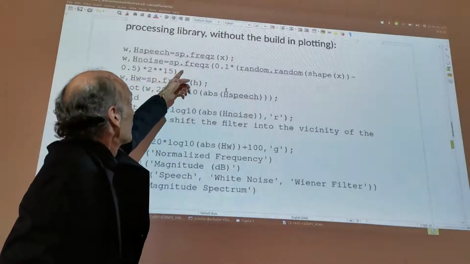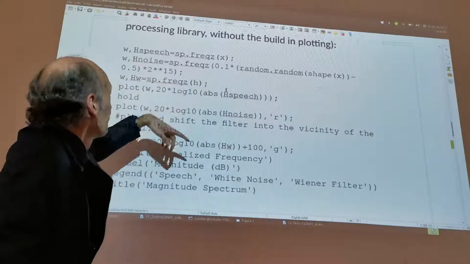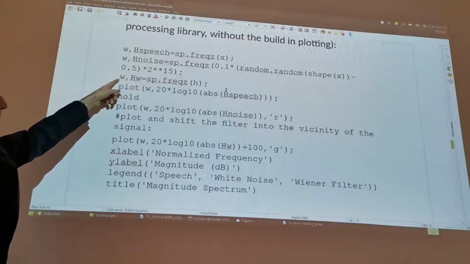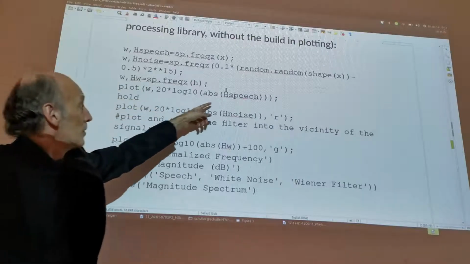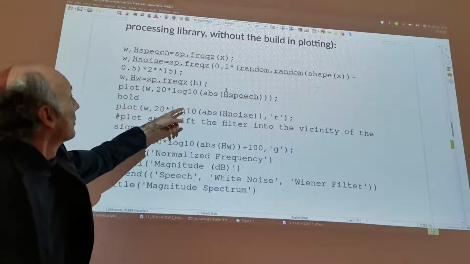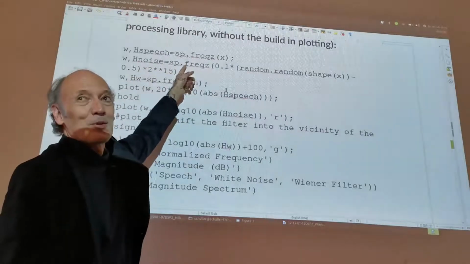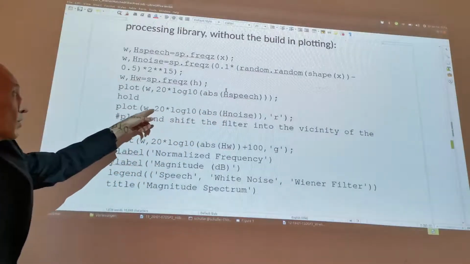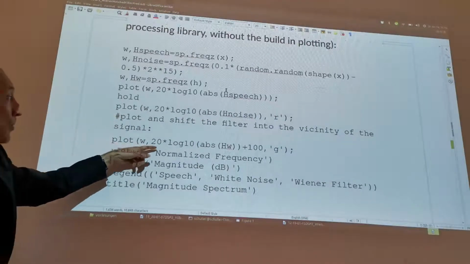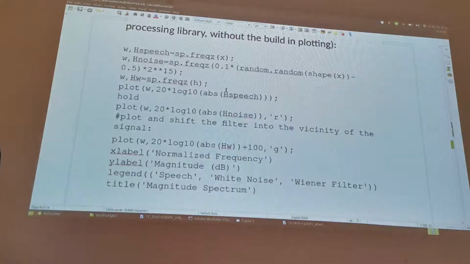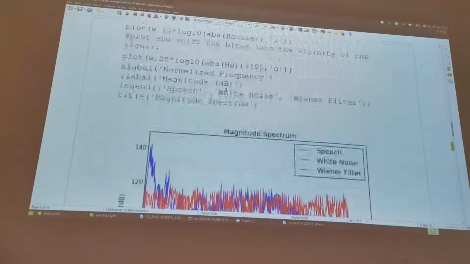Then here we have the same for the noisy speech. Here we have the frequency response of our filter, the Wiener filter, and then we plot them on top of each other. So first, in dB, we have the speech, the clean speech, then we have the noise. This is just the noise, not the noisy speech. I made a mistake. So here, this is just noise itself. So here we plot the frequency response of the noise, and then we plot the frequency response of our filter with some offset here to let it appear at similar levels. And then I plot it with the labels. And here you can see the result.